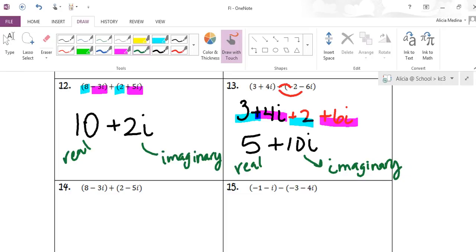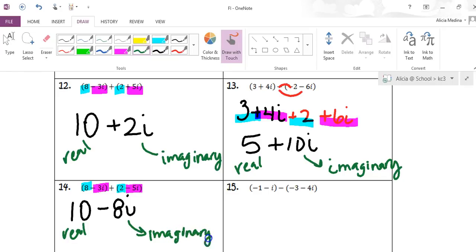Alright, next one I'm adding. So again, like terms, add my constants together. 8 plus a +2. No, that's 10. Combine my imaginaries, so -3i and a -5i is going to be a -8i. Right, this is my real. Doesn't have an imaginary, doesn't have an i in it. This is my imaginary part. And adding a real plus an imaginary is how I get that complex expression.